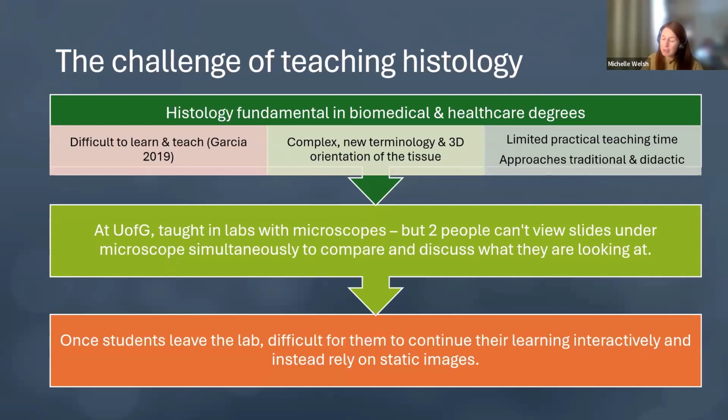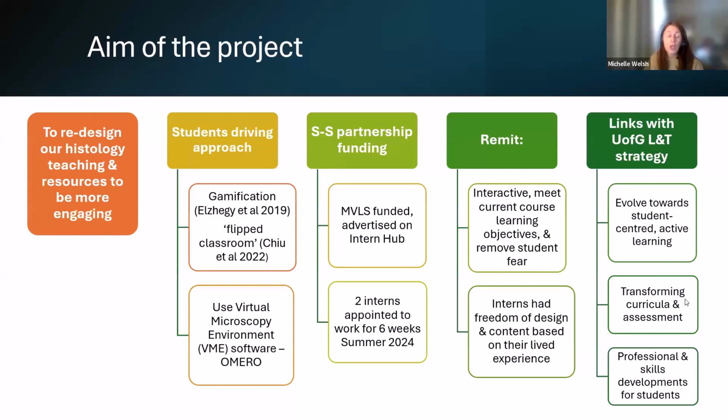And of course, that's great for some interactive learning, but two people can't look down the microscope at the same time. So often it results in the staff trying to support the students, but while not being able to both look at the same vision at the same time. And as well as that, students obviously don't have a microscope at home, so when they leave the lab, it can be difficult for them to continue their learning in an interactive way, and instead they then have to rely on more static images.